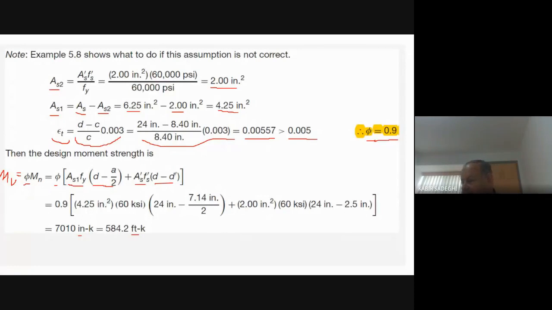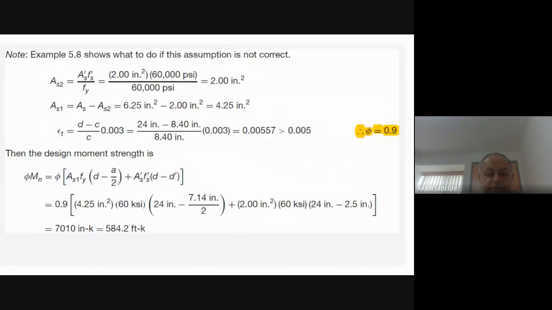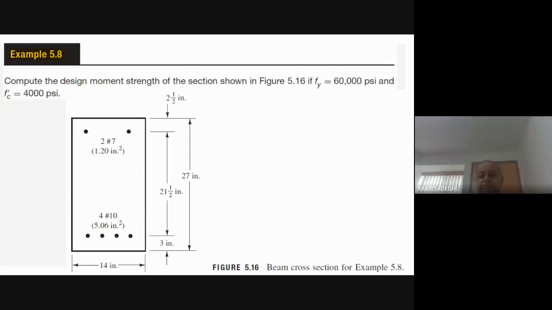Let's see another example. In this example, you will see that the compression steel will not yield. Therefore, we cannot use Fy, we should use Fs prime. And because of that, we should use Hooke's law and apply Fs prime and Es. Therefore, it's written in this example: compute the design moment strength, again Mu, not Mn, of the section shown in the figure. In this case, Fy is 60,000 psi and F prime c changed. If compared to the previous example, it was 3,000, now it's 4,000.